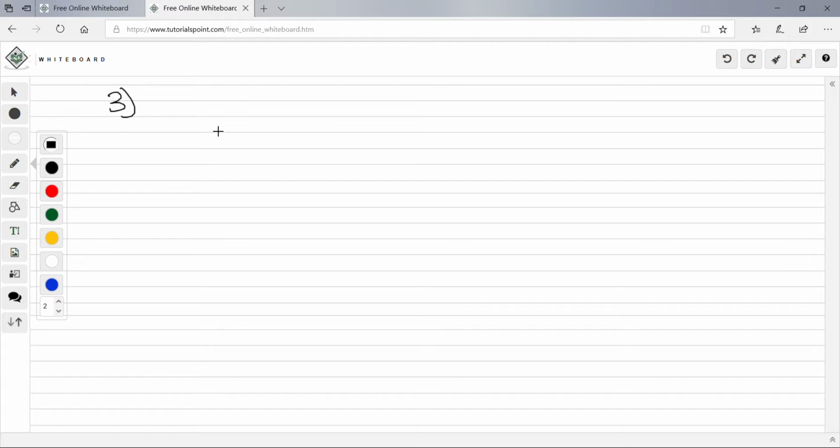So number 3 says we have log base 2 times x plus 1 plus log base 2 times x minus 1 equals 3. Okay, so I'm going to simplify the left side, and we see how we have a log base 2 and a log base 2, and then we have a plus.